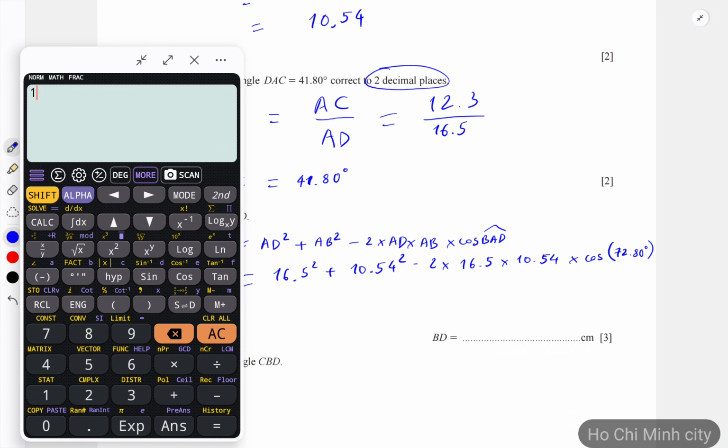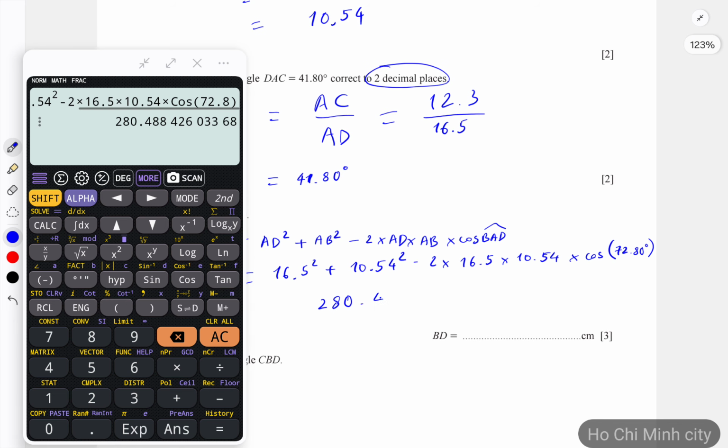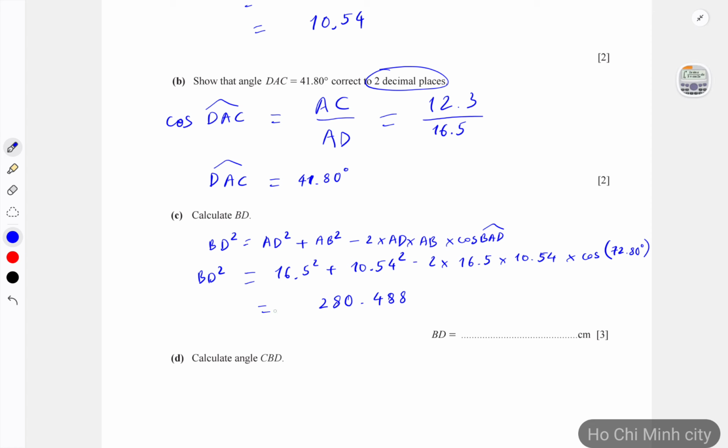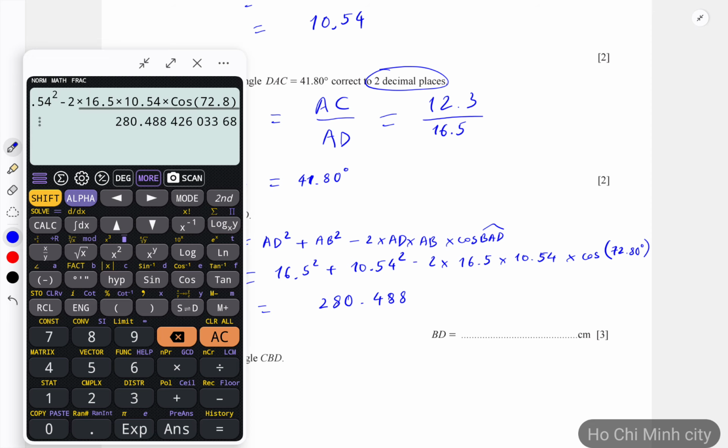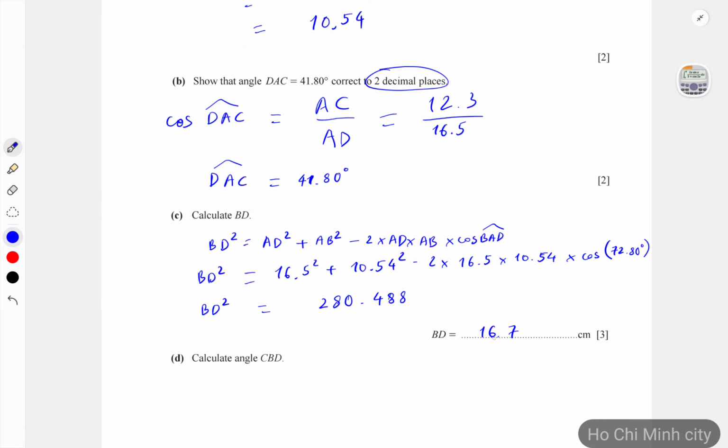So this one is going to be 16.5 squared plus 10.54 squared minus 2 times 16.5 times 10.54 times the cosine of 72.8, and we have 280.488, and this is BD squared. So now it's time to take the square root. Then we have 16.7. All right.